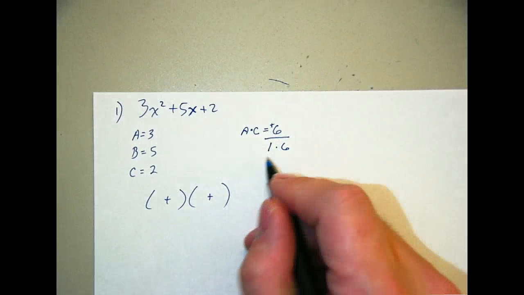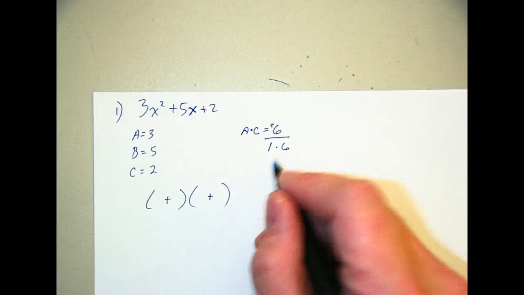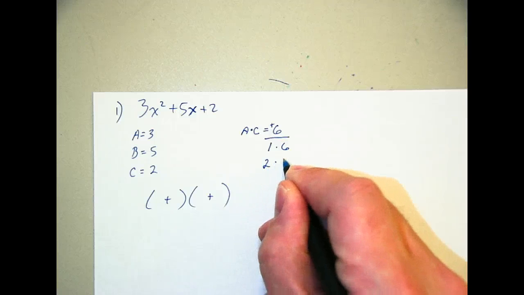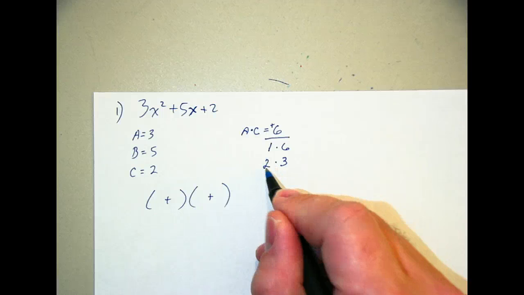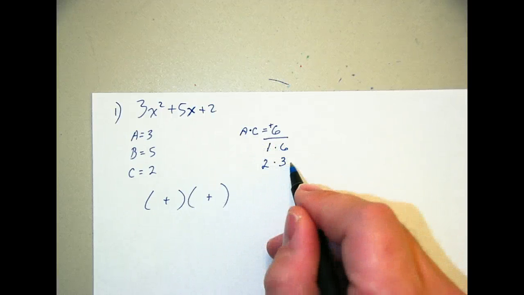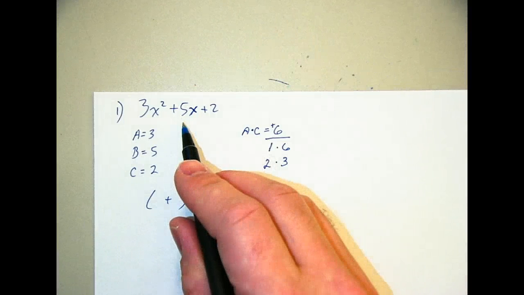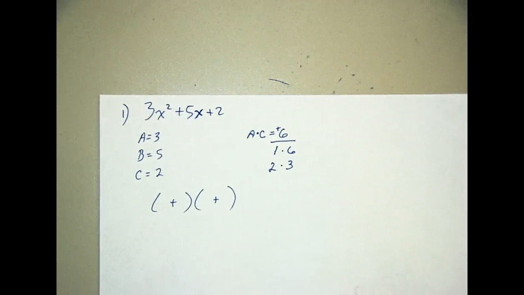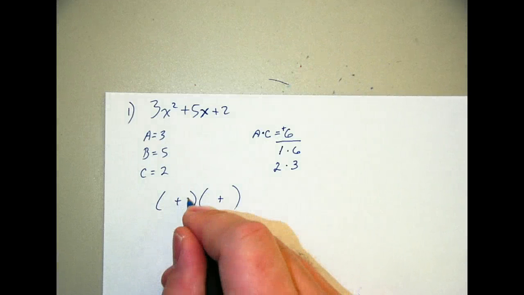What's the next? After 1, we get 2. We only have to test 6 numbers. 1, 2, 3, 4, 5, 6. So we test 2. 2 times 3. Notice we've now tested all the numbers. Is 2 times 3 5 or 6? Does it add to 5? Yeah. There we got it. Does that mean 2 and 3 go in here? Yeah, let's put them in.